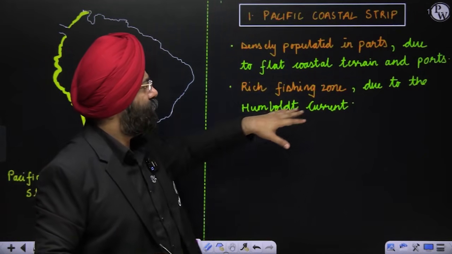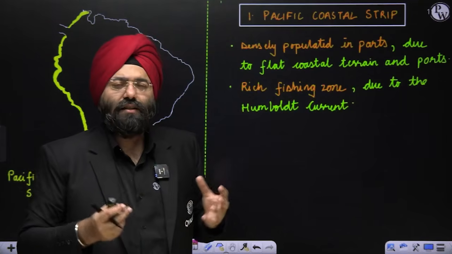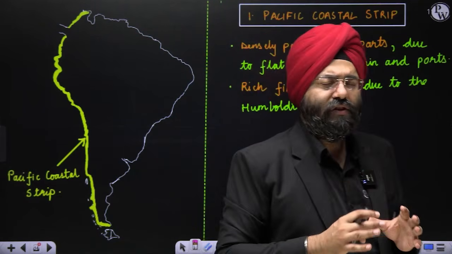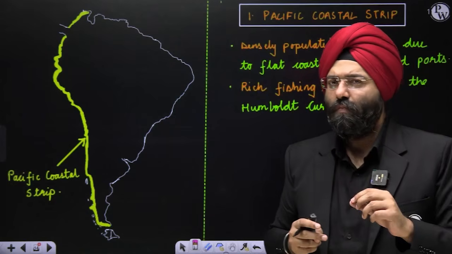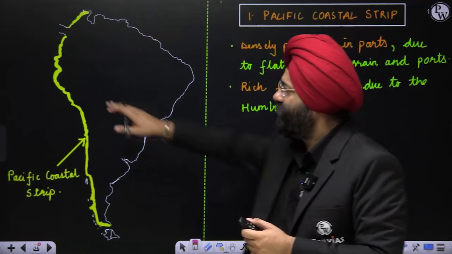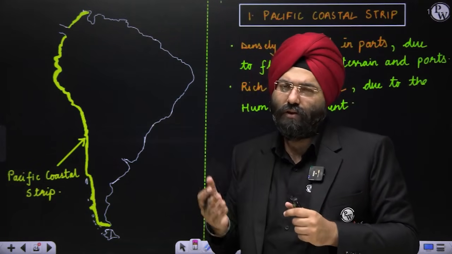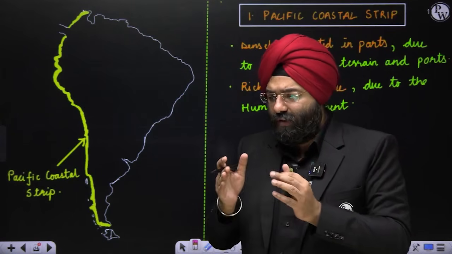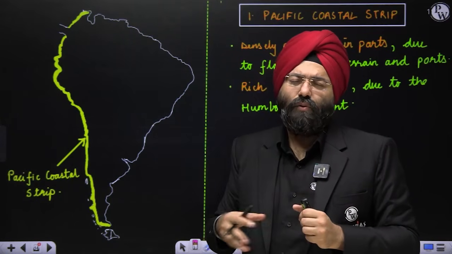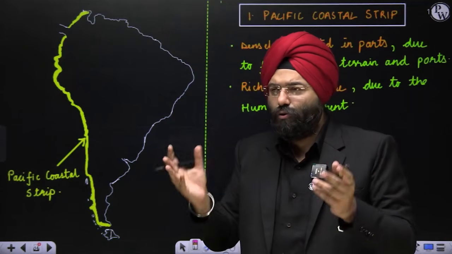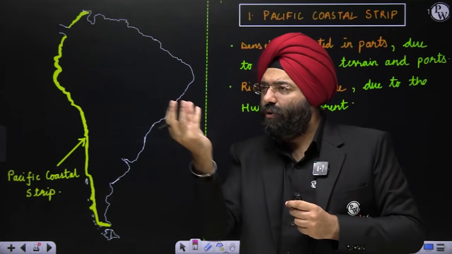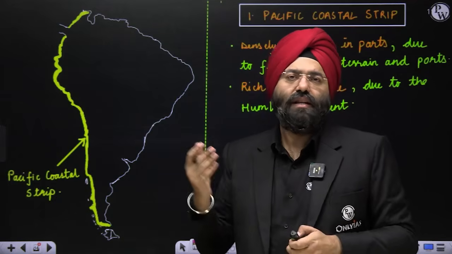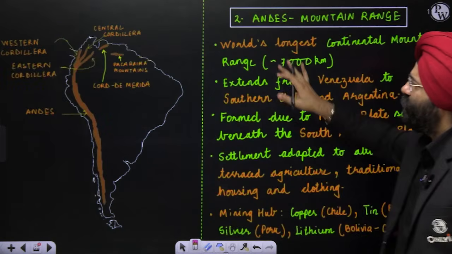Rich fishing zones due to the Humboldt current. These regions are also centers for large fishing, and massive scale fishing is done here. Regions where fishing is done become very important from the perspective of settlement also. People will be setting up there. Slowly, small companies set up for exporting and processing of the fish. So they act as magnets for people to come there and work, and this is how the population density of these regions increases. This is the Pacific coastal strip that you should know.